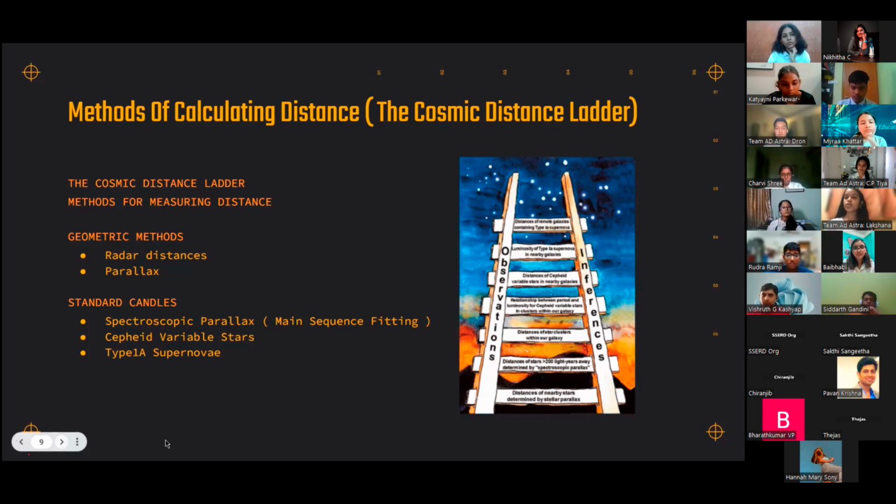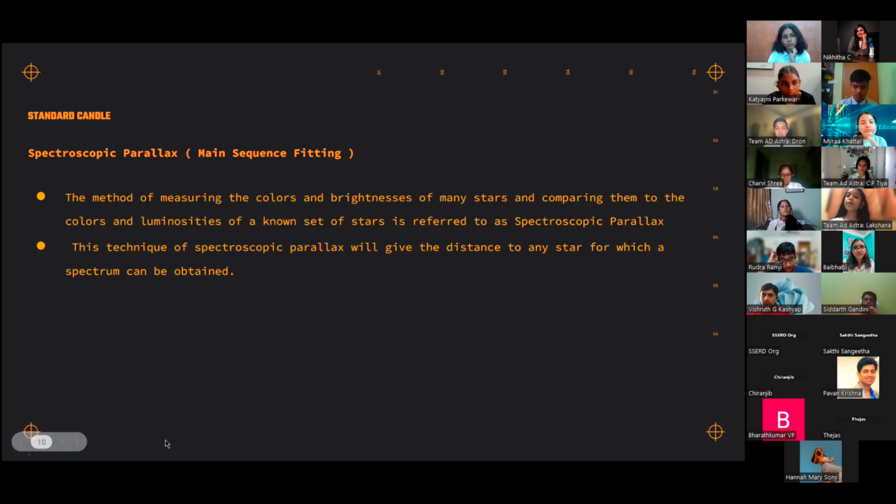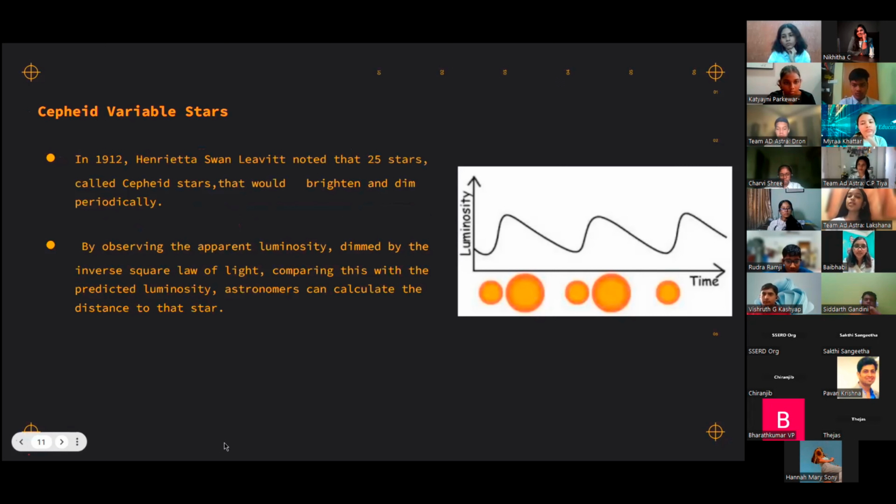Spectroscopic parallax, also known as main sequence fitting, despite its name, doesn't really rely on the geometric parallax effect. The method of measuring the colors and brightness of many stars and comparing them to the colors and luminosities of a known set of stars is referred to as spectroscopic parallax. This technique will give the distance to any star for which a spectrum can be obtained. This is the most important one and permits distance determination even into nearby galaxies several million parsecs away.